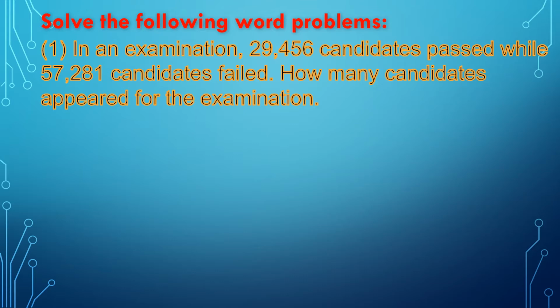Question number 1. In an examination, 29,456 candidates pass while 57,281 candidates fail. How many candidates appear for the examination? Look, candidate means a person and appeared means come for examination.